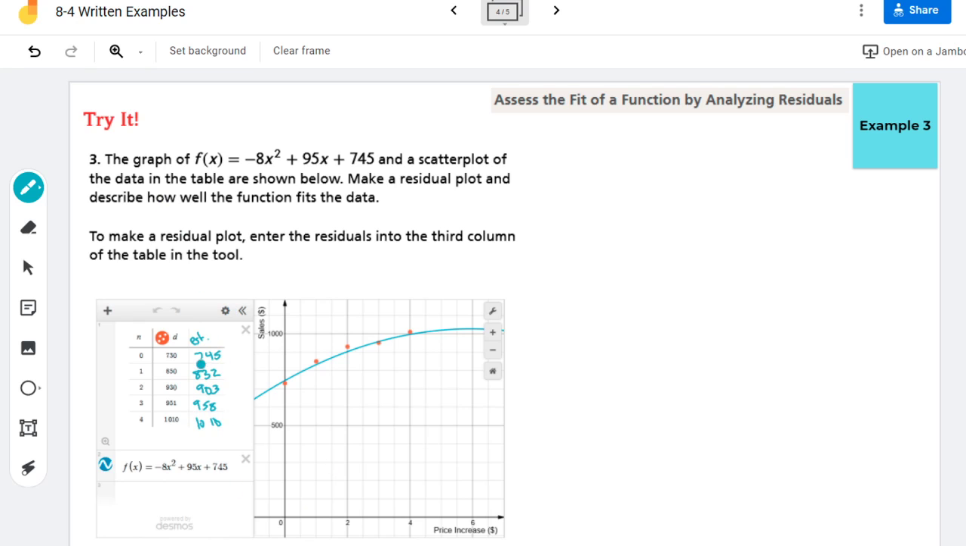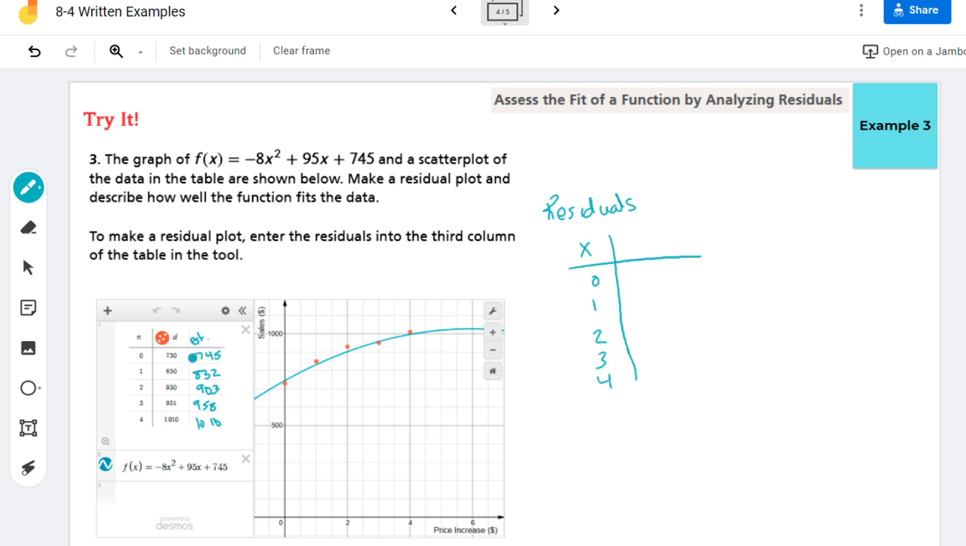Alright, so they tell you to put the residuals in column 3, but I otherwise wouldn't have had anywhere to write my estimated value. So I would put residuals in another column here, but I don't think I'll have enough room. So I'm just going to write it here. Alright, so there are my x values.